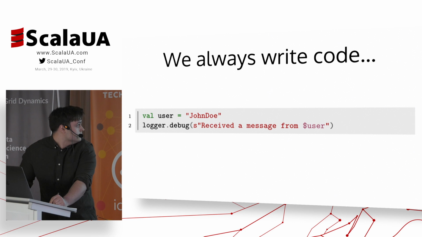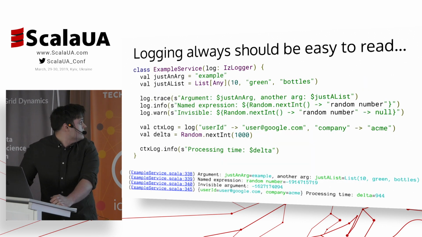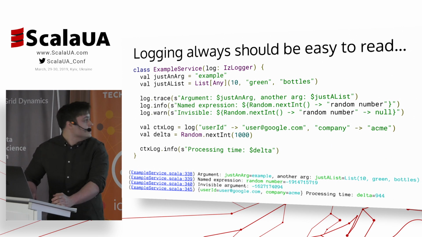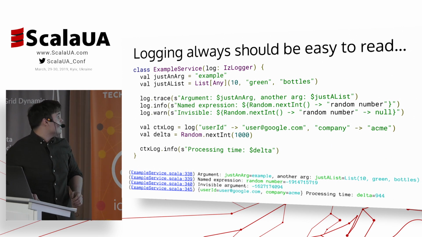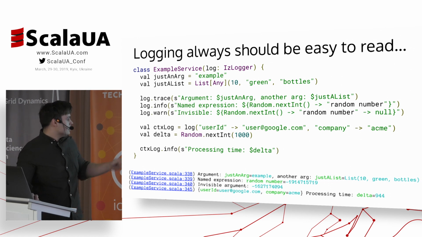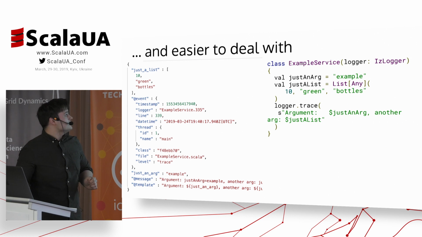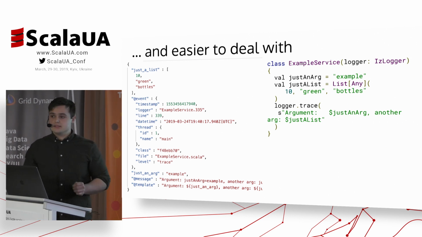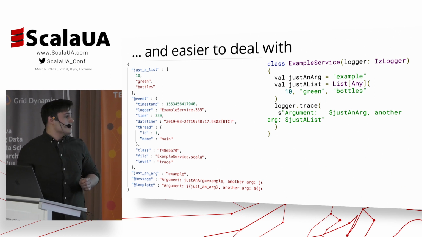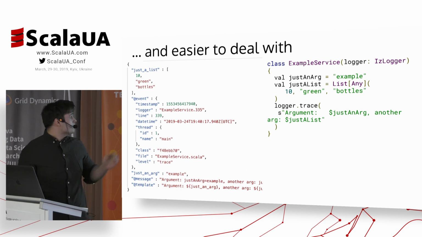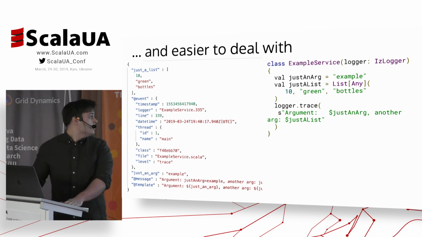We always write code that is structured, so logging should always be easy to read. As you can see, we have some service, we have some values, and we pass them and render them in some way. And as you can see below, how it can be rendered is easier to deal with when you use tools like Kafka, Panda, or Kibana for your logs. You can pass the JSON rendered strings and traverse them without any pain.